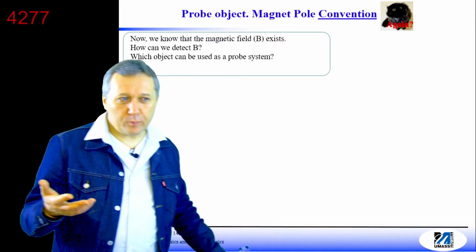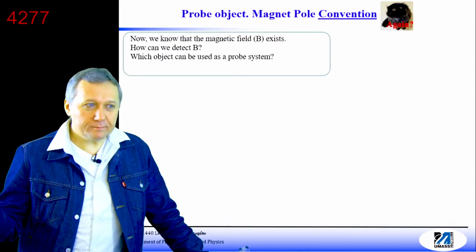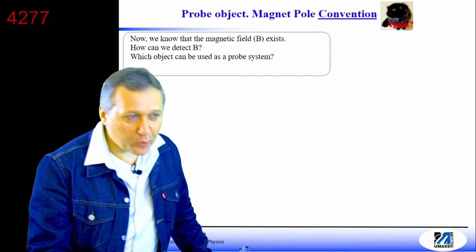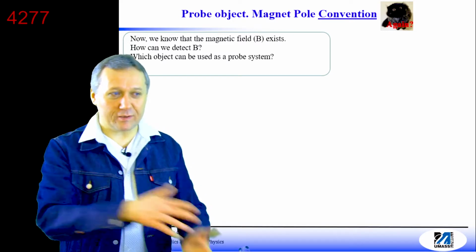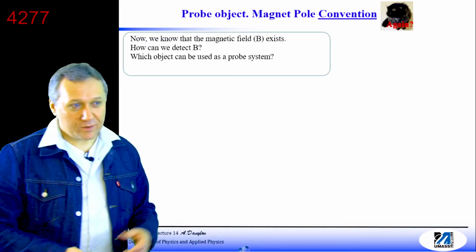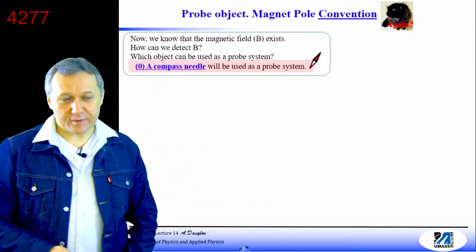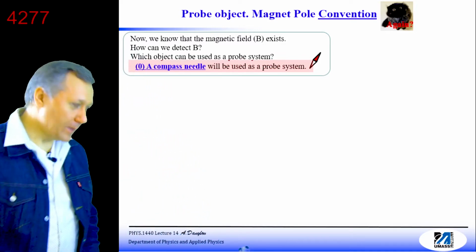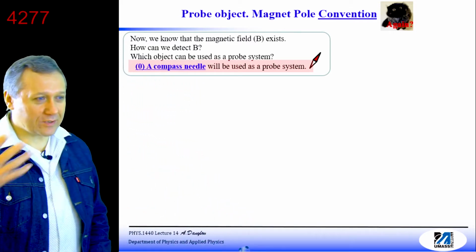And where do we have small permanent magnets in our everyday life? A compass. The compass needle is the probe. It can be used as a probe system. It is small, and of course, it responds to the presence of the magnetic field. It aligns itself accordingly. So by convention, we are going to use a compass needle as a probe system to detect magnetic fields. All right, so we've decided which system can be used as the probe system.